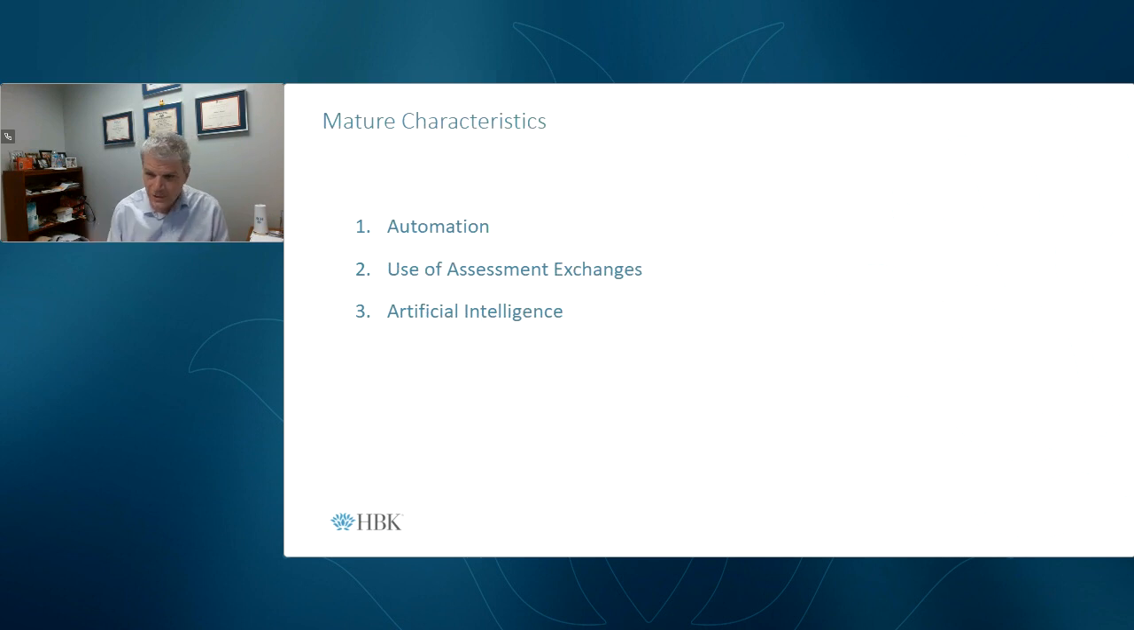And then what are some of the mature characteristics that companies are using? It's really along the lines of these three. People are using automation, they're using assessment exchanges, and I don't know how many of you were on our webinar from last month, I talked about artificial intelligence. Artificial intelligence is pretty much everywhere you look. Somebody's doing something with artificial intelligence.